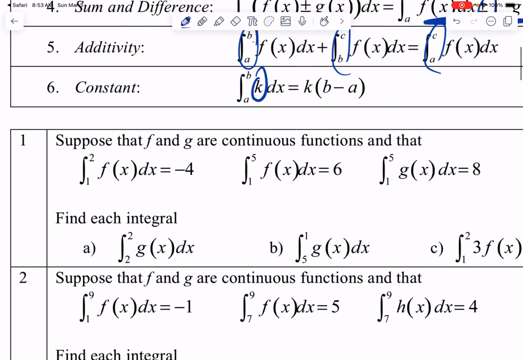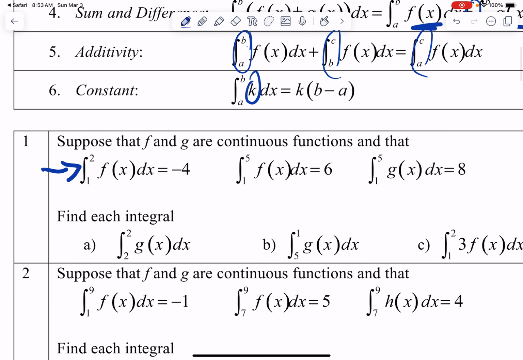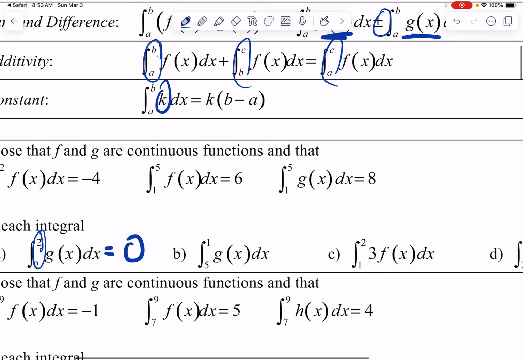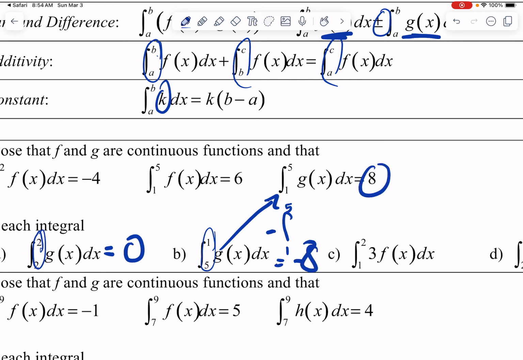Okay, so suppose you have the following 3 objects. Find each integral. The first one I notice is from 2 to 2, which means it's the same bound on top and bottom, which means it's always 0. You're using that zero property. For this one, it's from 1 to 5, which looks like we have 5 and 1 integrated. What I can do is flip the 2 terms, so it becomes 1 and 5, and you want to add a negative. If this is a positive 8, then this would be a negative 8.